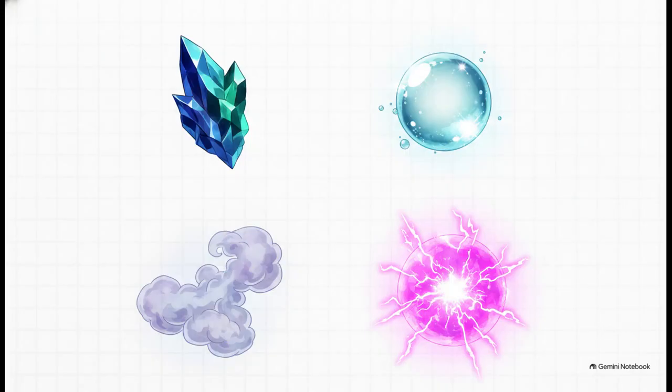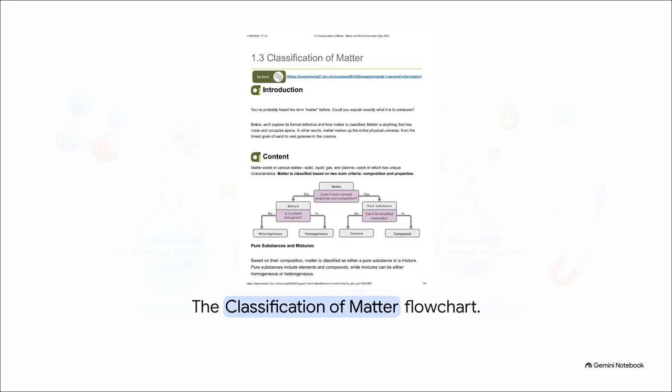Now, matter doesn't just exist in one single flavor. It exists in various states, and each one has its own unique physical characteristics. You're definitely familiar with the big three: solid, liquid, and gas. But there's also a fourth state, plasma. Yet, regardless of whether a sample is a solid rock or glowing neon plasma, we classify it all based on its underlying composition. To tackle this, we use a master flowchart. Think of this decision tree as your primary cheat sheet for the day. Every single time you look at a sample of matter, you can use this map to figure out its identity.